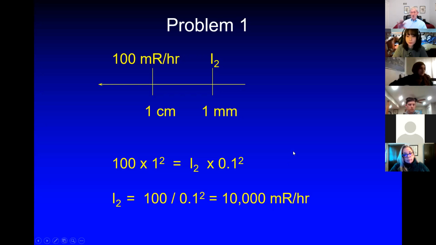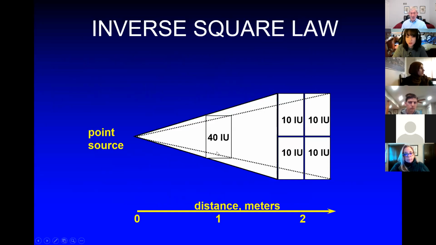Okay, now I saw some puzzled looks on faces. Is that okay? So let me give you one more little mental exercise to think about. If we start here, let me just go back to this diagram. Let's say we're right here at the point source. At whatever this distance is, there's your point source. At 1 meter, we have a reading of 40.